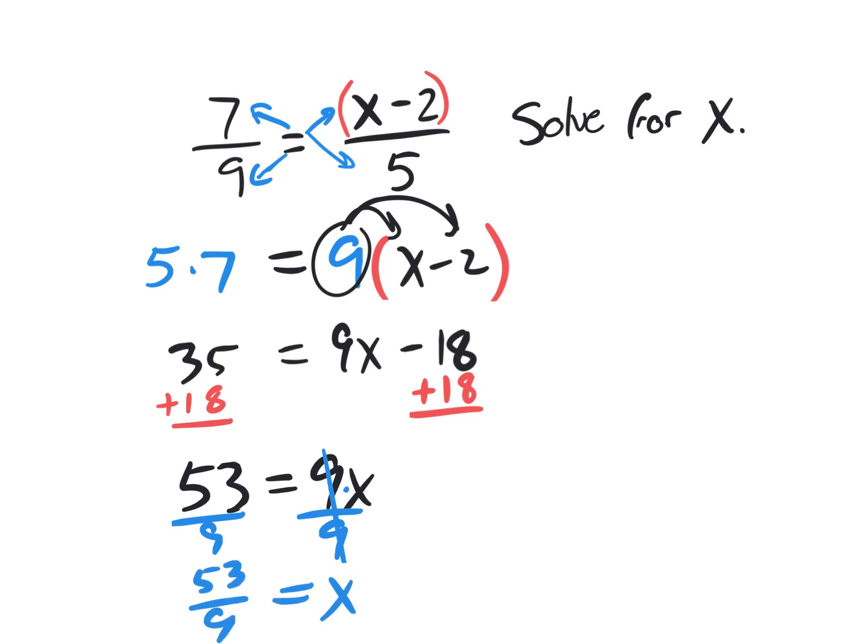You can't really reduce that. 53, I believe, is a prime number. Yeah, you can't divide that by 2 or by 3. So this is your answer: x equals 53 over 9.